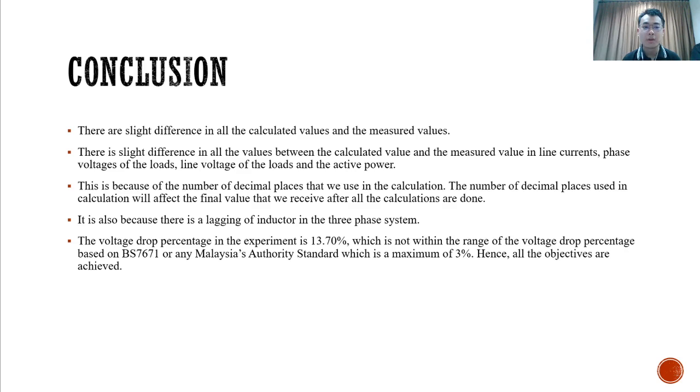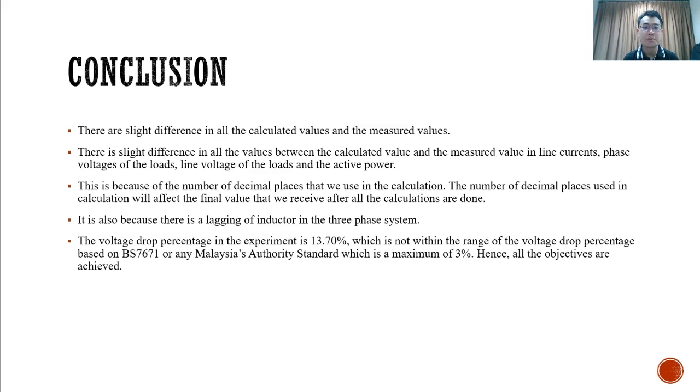Okay, so in conclusion, there are slight differences between the calculated values and the measured values in the current, phase voltage of the load, line voltage of the load, and the active power. This is because of the number of decimal places that we use in the calculation, and the number of decimal places used will affect the final value that we receive after all the calculations are done. This is also because there is a lagging in the inductor in the three-phase system.